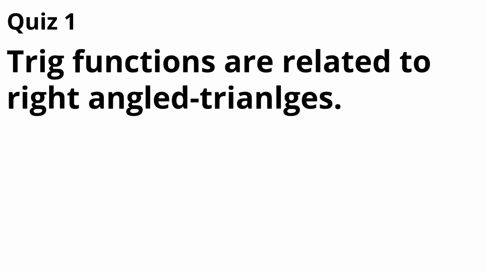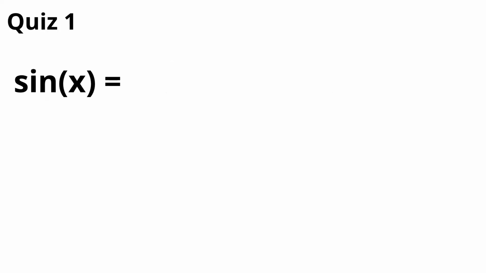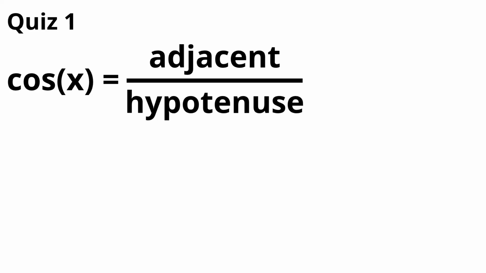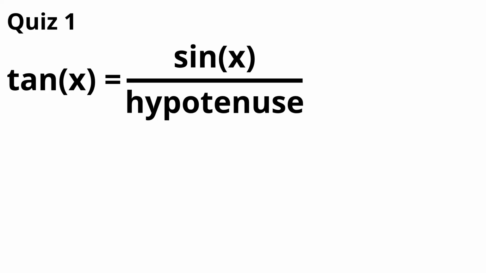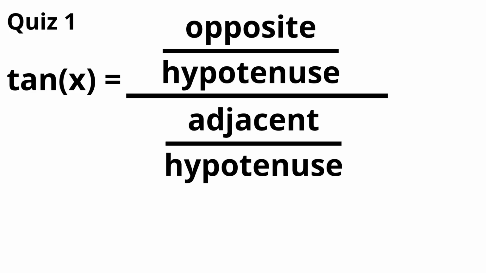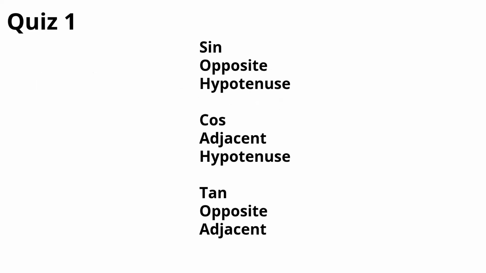Trig functions are related to right-angled triangles. Sine of x equals opposite over hypotenuse, and cos of x equals adjacent over hypotenuse. Tan of x equals sine of x over cos of x, which equals opposite over hypotenuse over adjacent over hypotenuse, which reduces to opposite over adjacent. You can remember these with SOHCAHTOA or forget them and have a hard time in calculus.